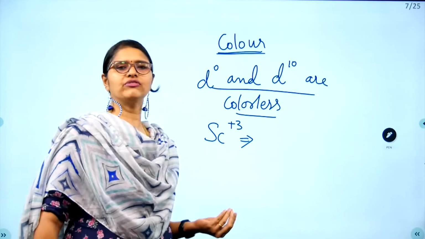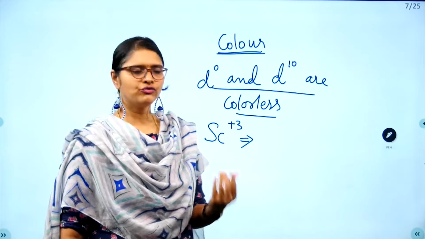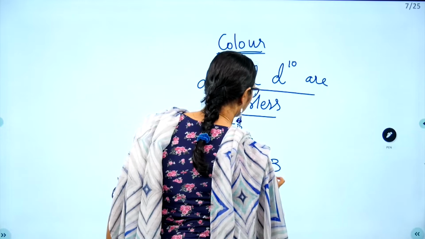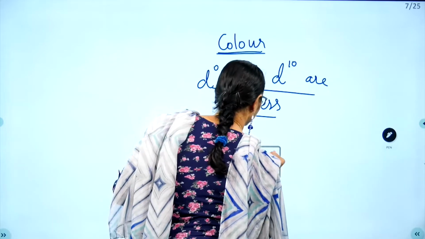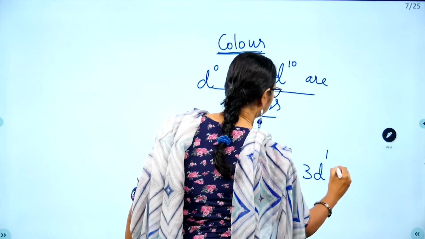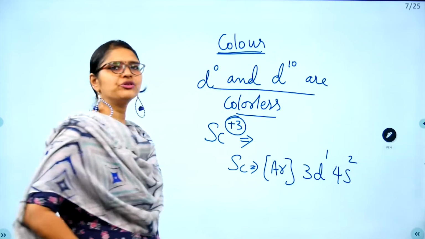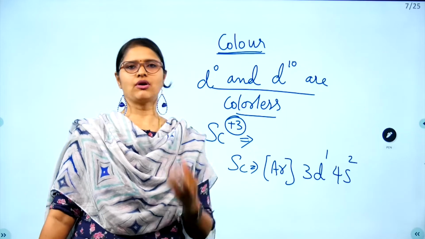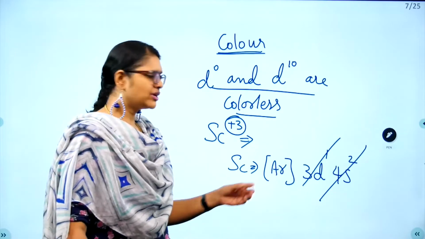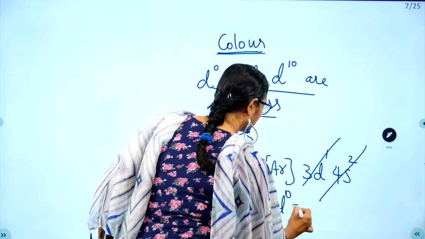How to write the electronic configuration for ions? For scandium it is argon 3d1 4s2, right? If it is scandium 3+, what do you mean by 3+? 3 electrons lost, right? So 2 electrons from 4s and 1 electron from 3d are lost. So it becomes 3d0, so it is colorless.